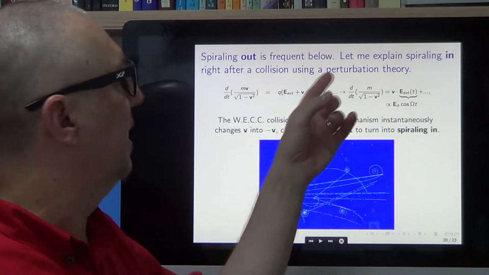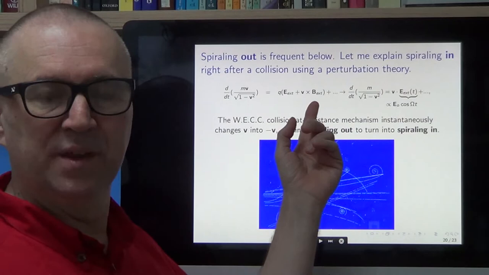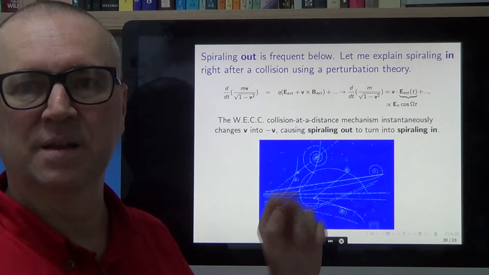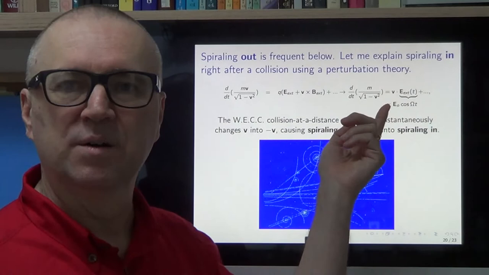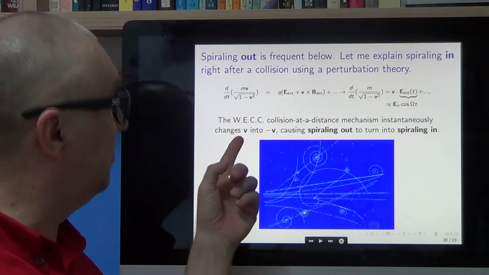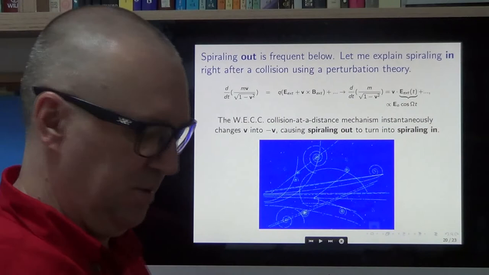Let me explain spiraling in right after a collision using a perturbation theory. The equation of motion is the force of the oscillatory field plus the force of the other atom. But suppose I ignore it for most of the run. You are ignoring the force of the other atom. When you get close to it, the denominators you have to include because you have boundary layers. So, you can play with an equation like this and transform it to an equation like this: dt of the energy is V times E. And of course, the collision at a distance mechanism instantaneously changes V to minus V. It's the discontinuity. And if dE/dt was positive and you change V into minus V, it would be negative. It's not a surprise, right? That you are spiraling out and then you start to spiral in.